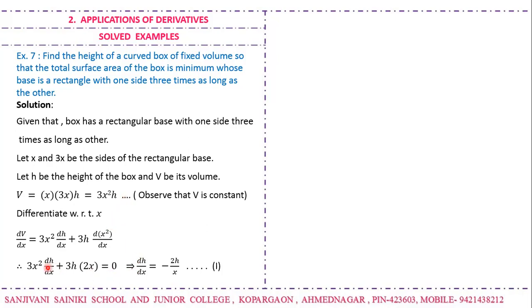Now as we want the maximum value, the first derivative must be equal to 0. So dh by dx is equal to minus 2h upon x. This is our equation number 1. Now let S be the surface area of the box. Now you must know the formula to find the surface area of the box. Now the box will have how many surfaces?